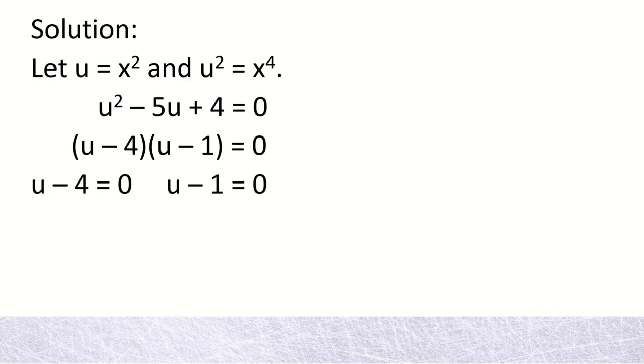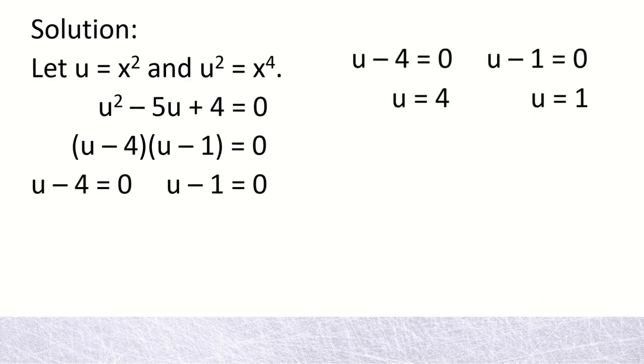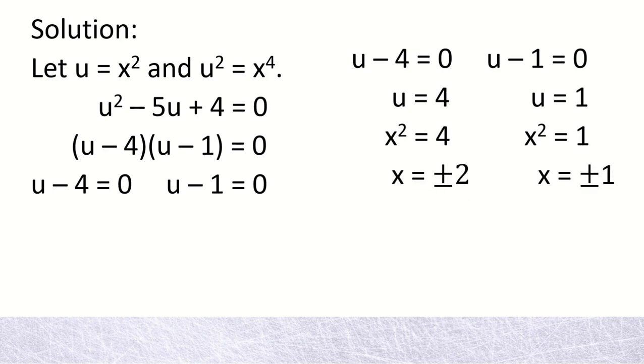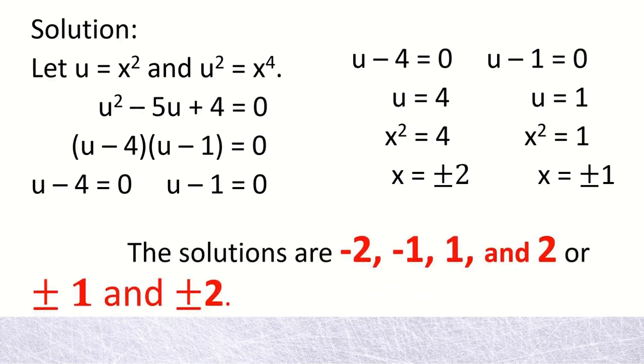Separate the two factors and equate to 0. You will get u equals 4 and u equals 1. Don't forget u equals x squared. It becomes x squared equals 4 and x squared equals 1. Square root each side. It becomes x equals positive negative 2 and x equals positive negative 1. The solutions are negative 2, negative 1, 1, and 2, or positive negative 1 and positive negative 2.